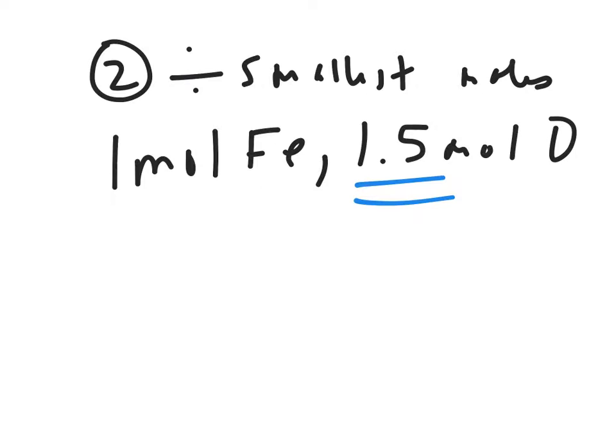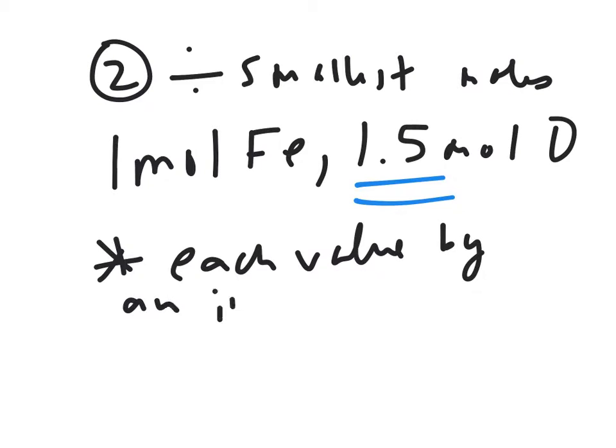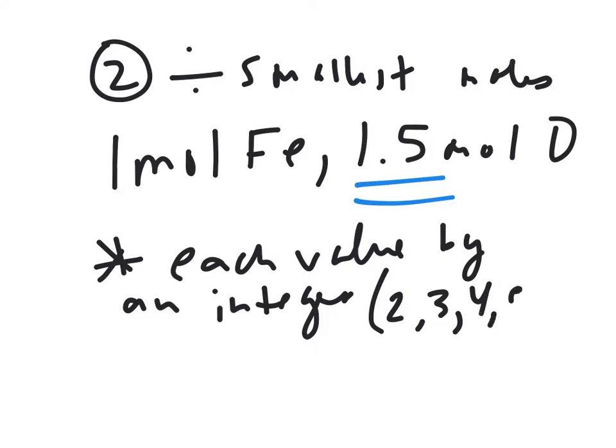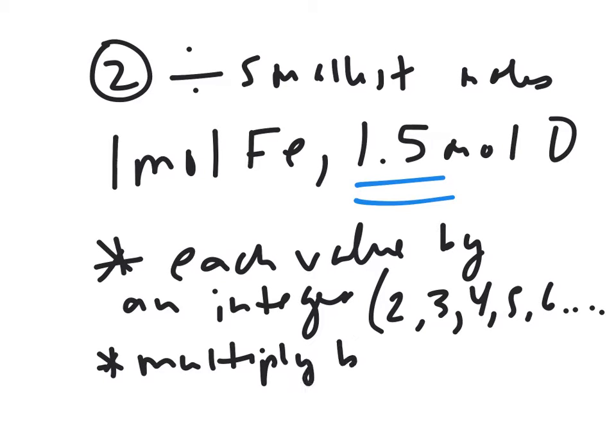So that means to get to whole number ratios, we are going to have to multiply each value we have by an integer until we get a whole number. So we might multiply by 2, we might multiply by 3, 4, 5, etc. We're just going to go through it methodically until when we multiply, we get a whole number. So let's start by multiplying by 2. And again, we multiply each element by 2.